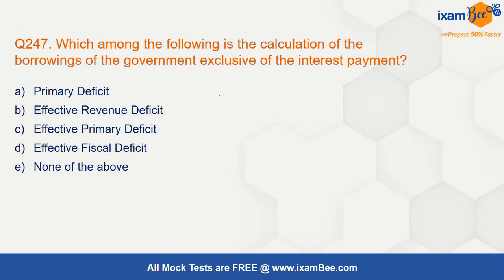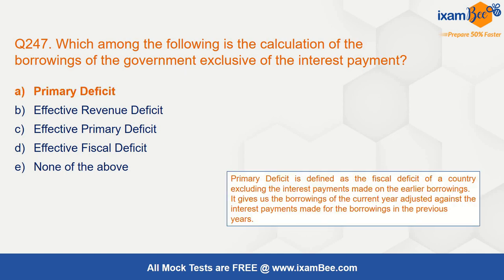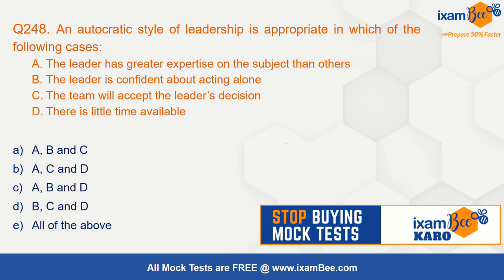Which among the following is the calculation of the borrowing of the government exclusive of the interest payment? So when interest payments are not counted, that is the primary deficit. It is defined as, I have shown you this formula earlier, the fiscal deficit of the country excluding the interest payment made on the earlier borrowing. It gives the borrowing of the current year adjusted against the interest payment made for the borrowing in the previous year.